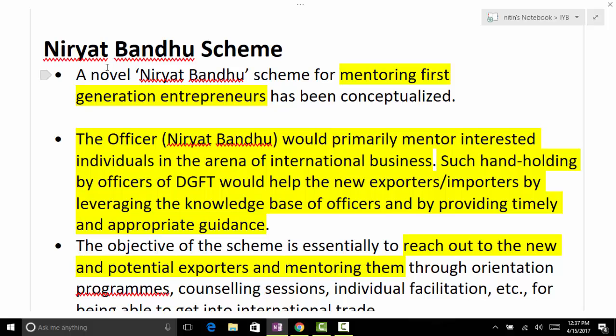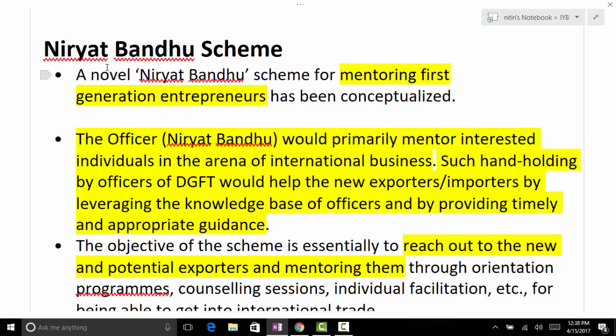What is Niryat Bandhu? Niryat means export. Bandhu means friend, or kin. So the objective is mentoring first generation entrepreneurs.